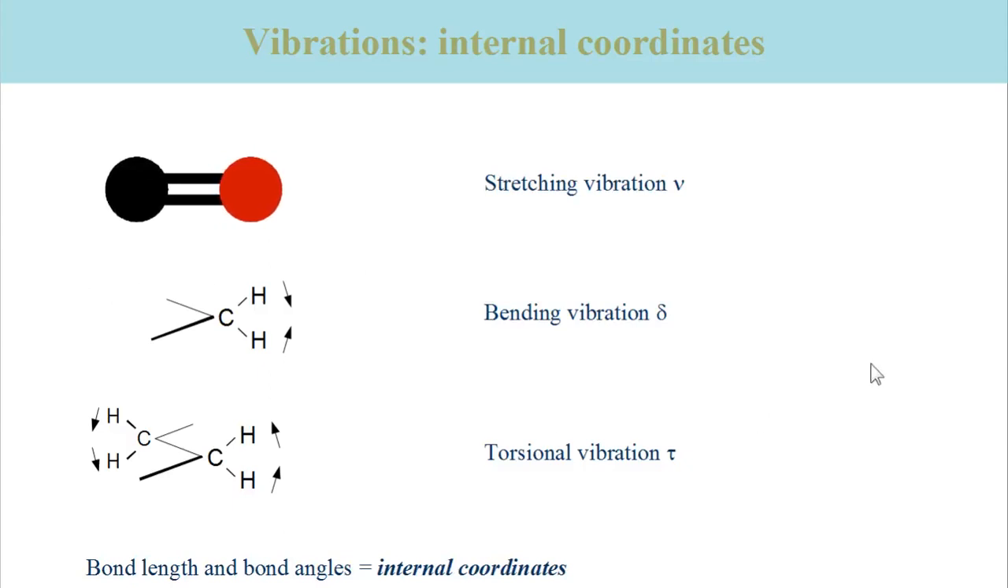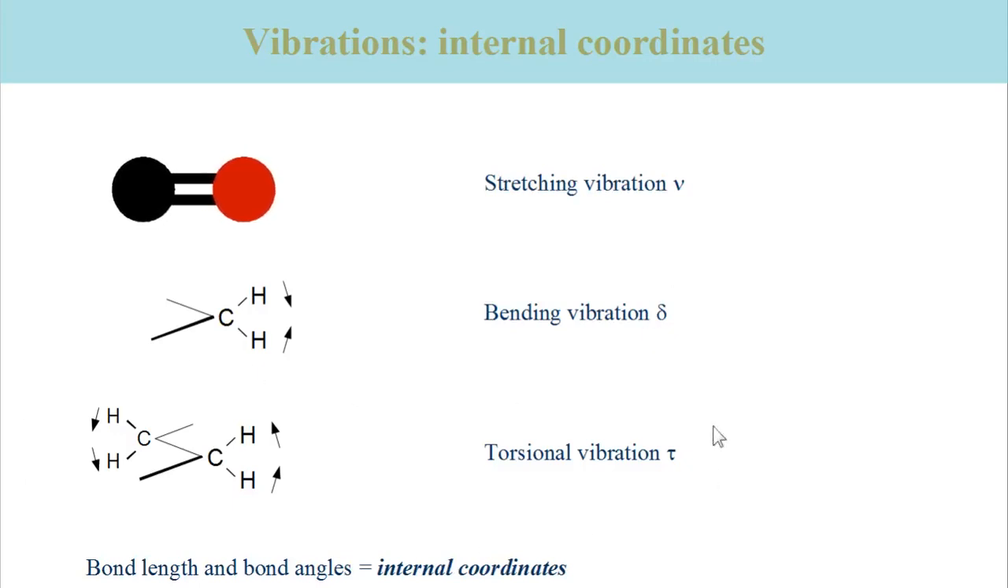In bending vibrations, the bond of a three-atomic fragment of the molecule oscillates. This is similar to the movement of scissors, and some of these vibrations are called scissoring vibrations. Bending vibrations are abbreviated by the Greek letter delta.